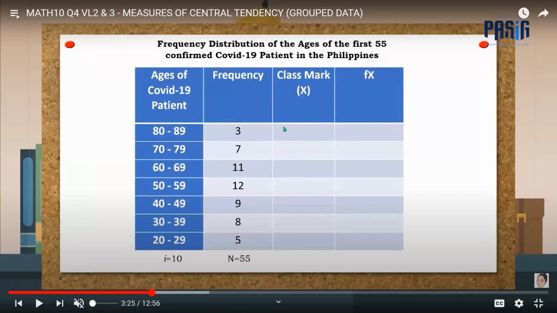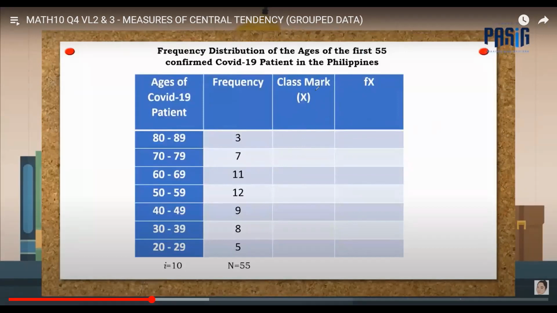Let us have now the class mark. So when we say class mark, all you have to do is to add the lower class limit and the upper class limit of each class. Okay, so ibig sabihin yan, para makuha ko yon, i-add ko sila. And of course, i-divide din natin siya sa 2. So that is 80 plus 89 divided by 2. What will be our answer?